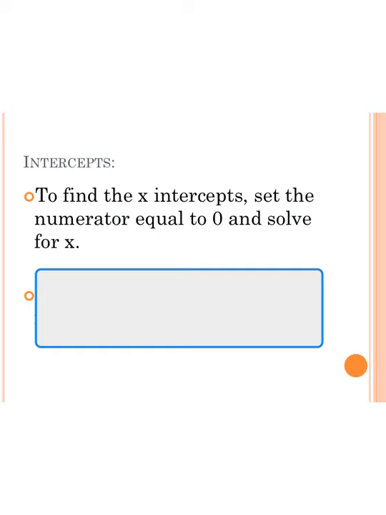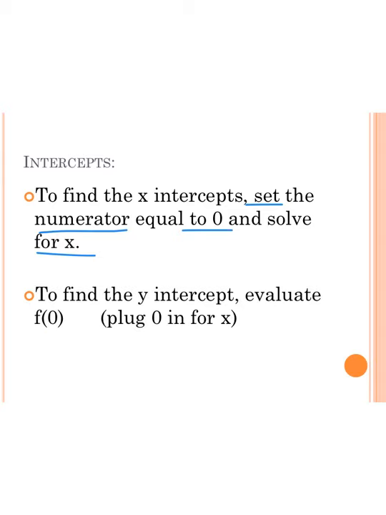If I am looking at my x-intercepts, what I'm going to be doing is I'm going to set the numerator equal to 0, and I'll solve for x. And that will give me the value for my x-intercepts. If I instead want to try and find my y-intercept, what I'm going to end up doing is I'm simply going to plug in 0 for my x value, and the number I get is going to represent our y-intercept.